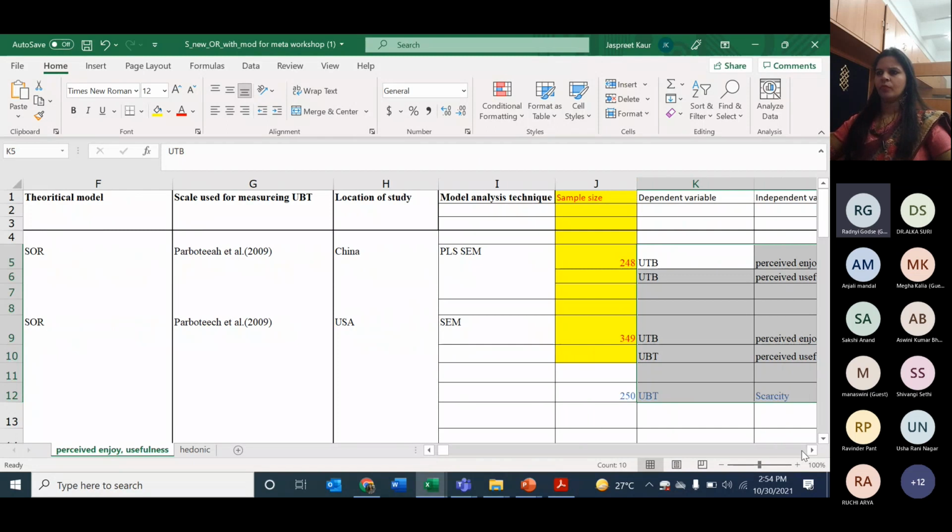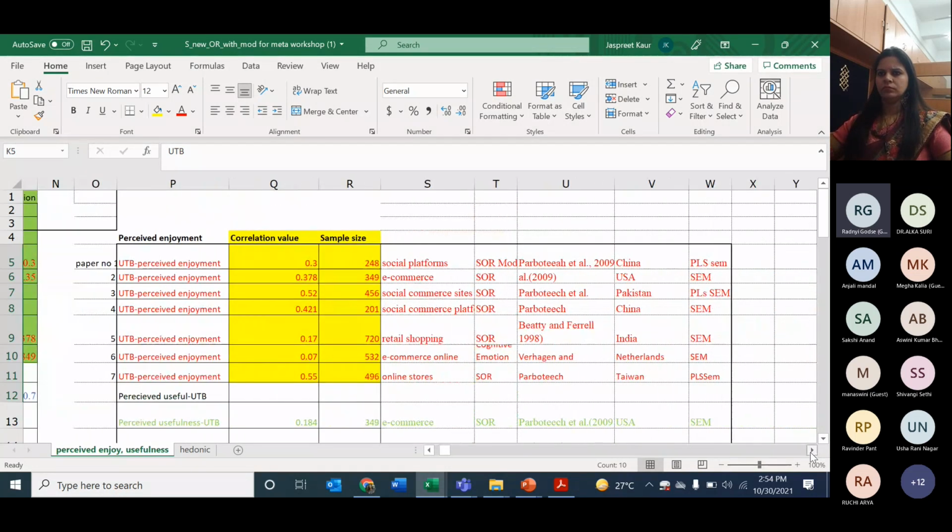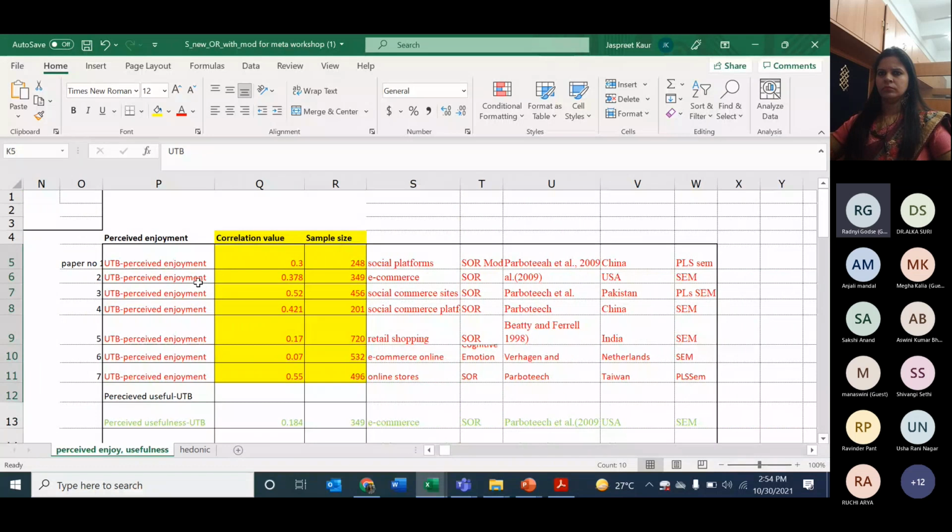After you have done this, you will consolidate the sheet into separate bivariate relationships. So now what you will do is make a separate Excel table of only the urge to buy and perceived enjoyment relationships. I had received some 7 values from the 40 to 60 papers that I had included in my study. I will write down the correlation value and sample size of all of them, and I will just copy.